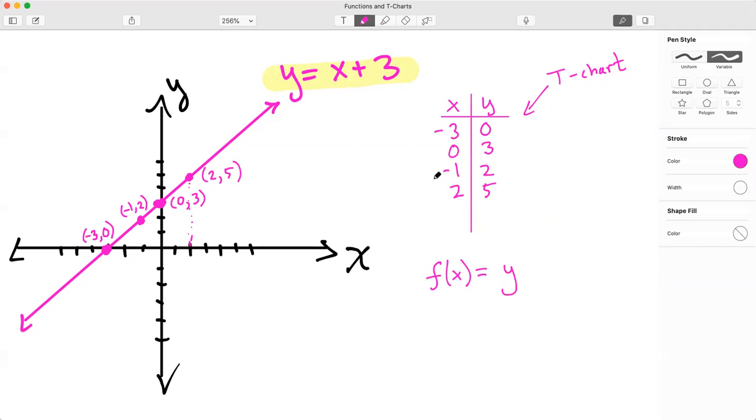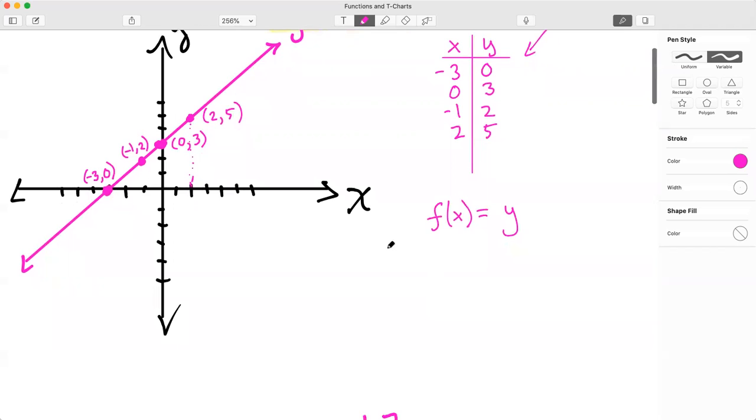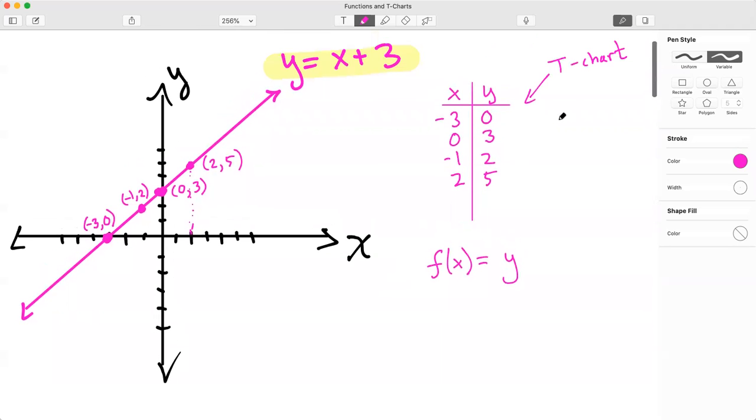So that means that when I plug in -3 here, I get 0 out. When I plug in 0 here, I get 3 out. For functions, there is always an input and an output. So this t-chart is really a table of inputs. Those are the x's. And outputs. Those are the y's.